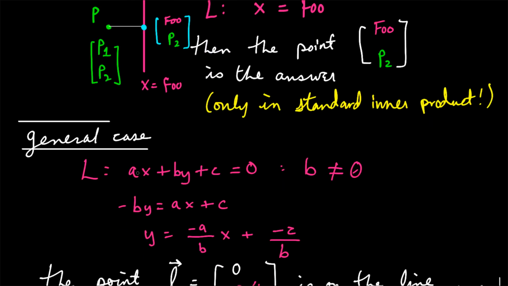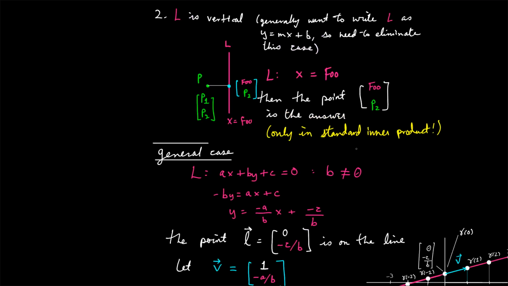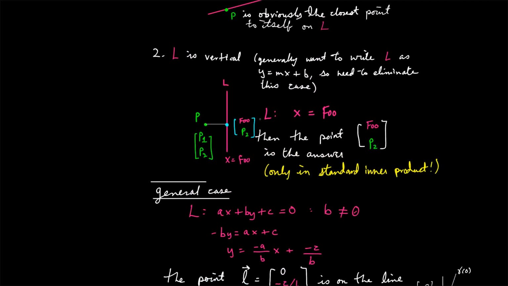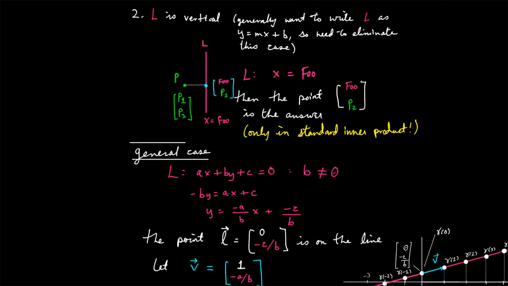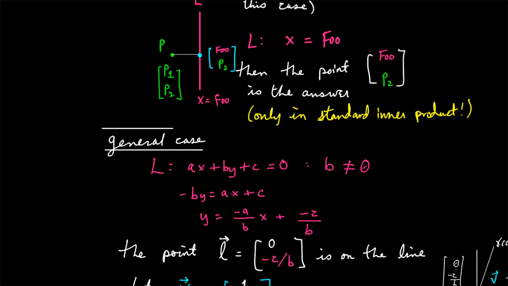In the general case, we have a line L, which is ax plus by plus c equals 0. B is not equal to 0. So here it was ax plus 0y plus c equals 0, in which case x is equal to minus c divided by a. All right, we rewrite this as minus by is equal to ax plus c, or y is equal to minus a over b times x plus minus c over b.